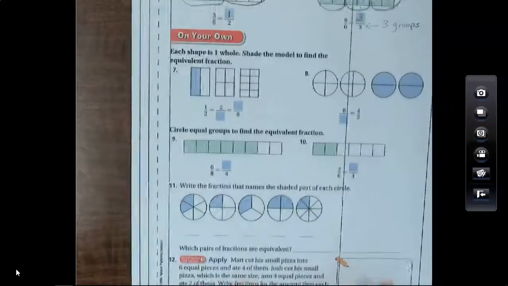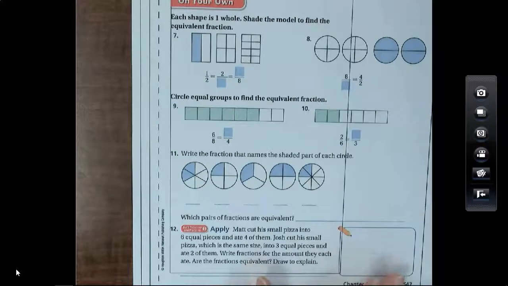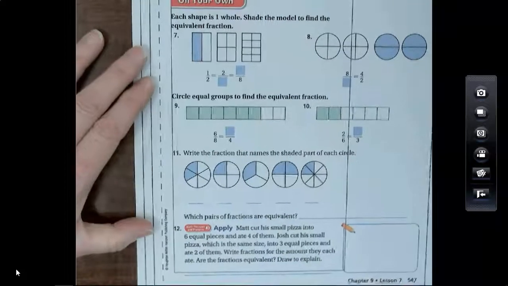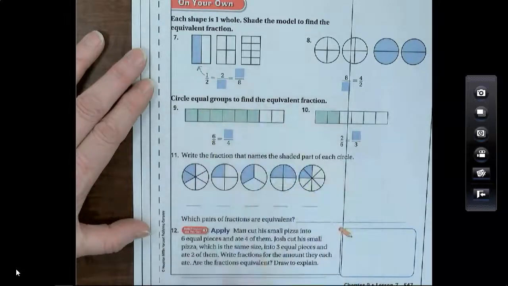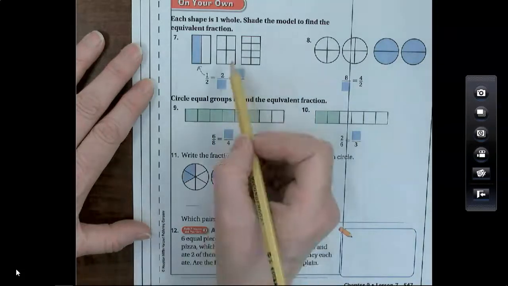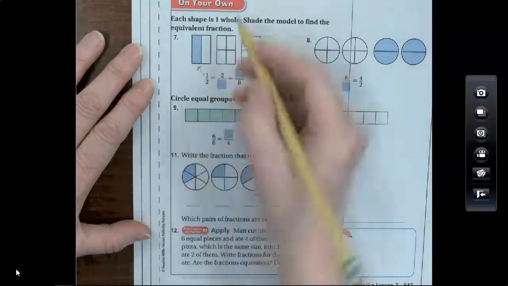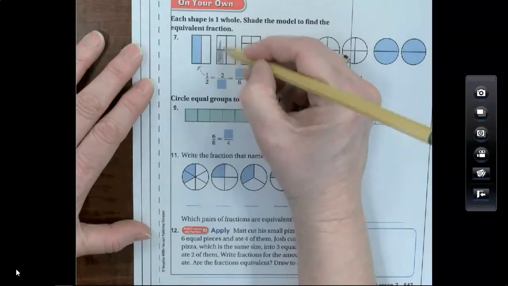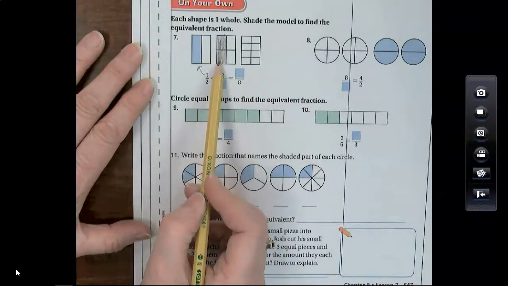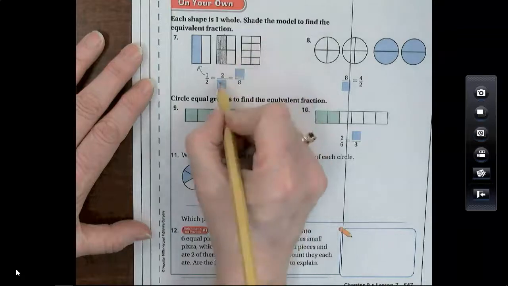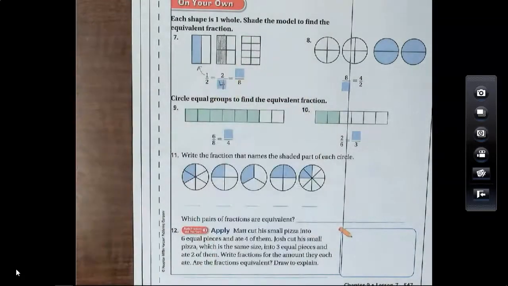Now I want you to go where it says on your own. Okay, each shape is one whole. Shade the model to find the equivalent fraction. So the first one is done for us. This is the 1/2. That goes with that. That's the 1/2. 1 out of 2 parts are shaded. Now look here. We have to shade this to match that. So shade that in. And it gives us the numerator that 2 are shaded in out of how many parts? You're right. 2 are shaded in out of 4.